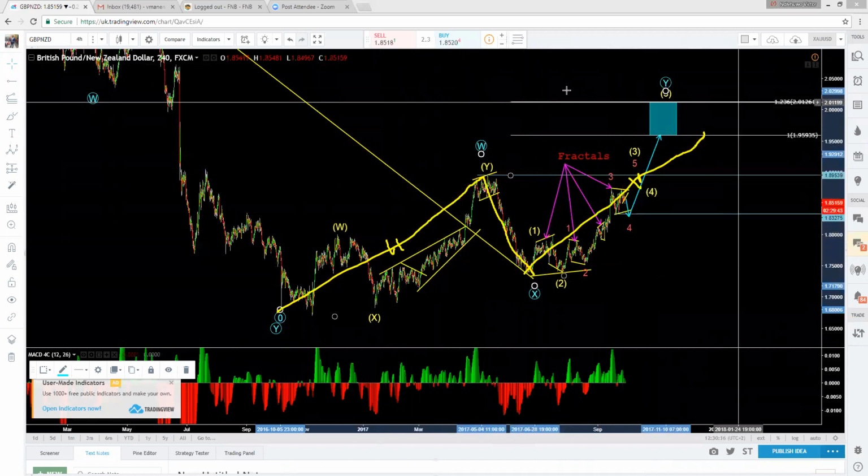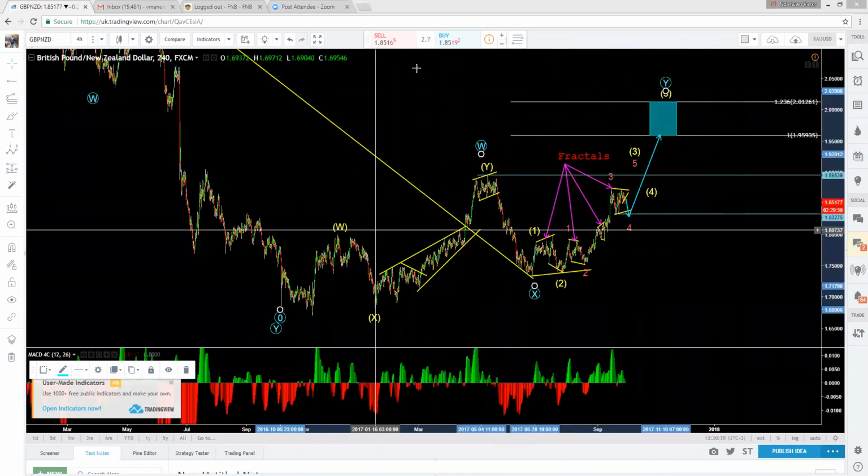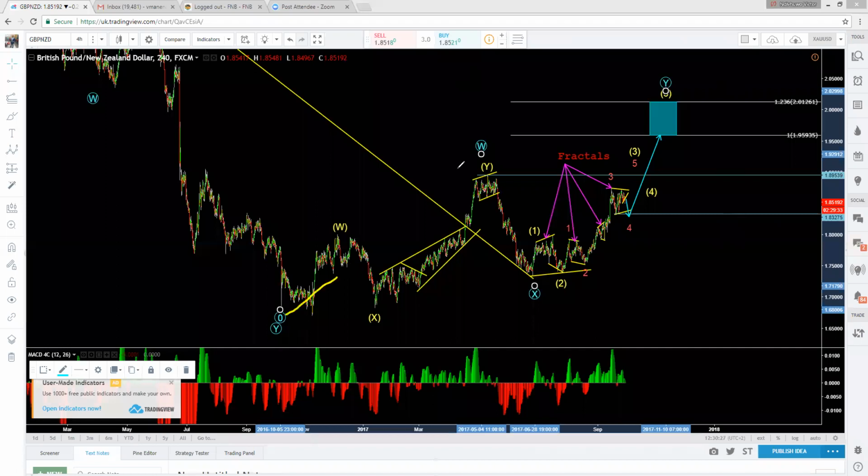So this is why we're anticipating this move to the upside. Okay, so I label the higher degree WXY. Lower degree, anything within, let me leave my connections in here. WXY, lower degree, red.